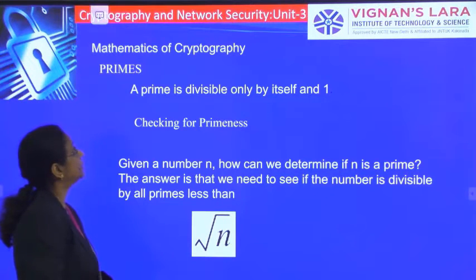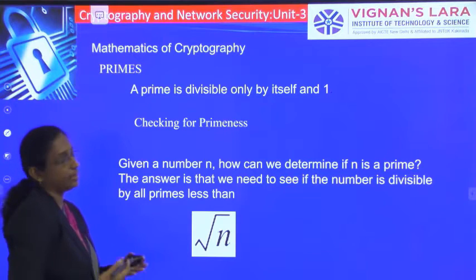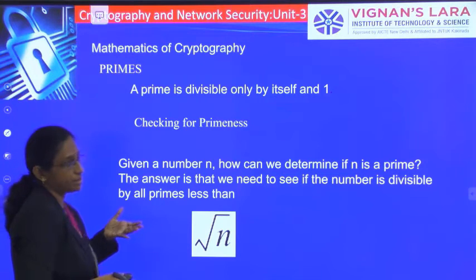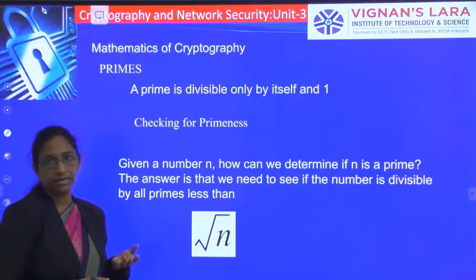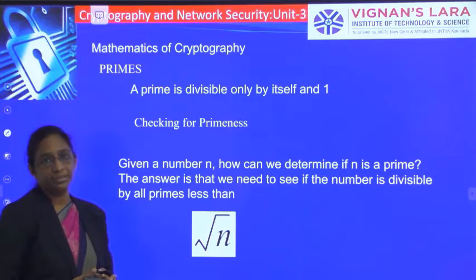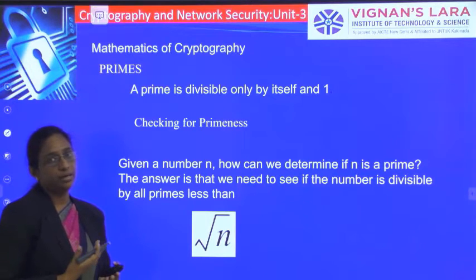Mathematics of cryptography. Since you have already studied the RSA algorithm, all these algorithms take prime numbers. They will be taking or selecting 2 large prime numbers. So in CNS, in cryptography, prime numbers play a very vital, very important role.